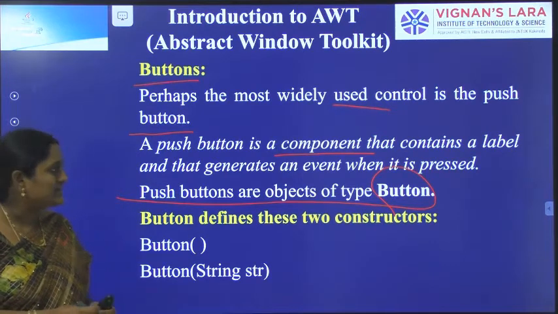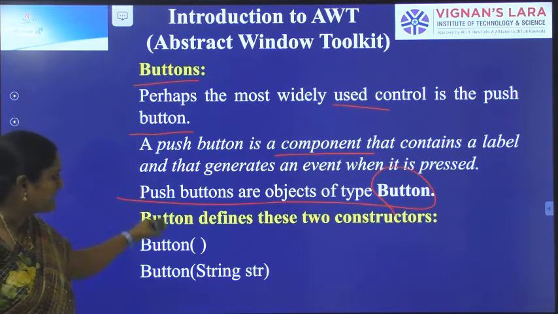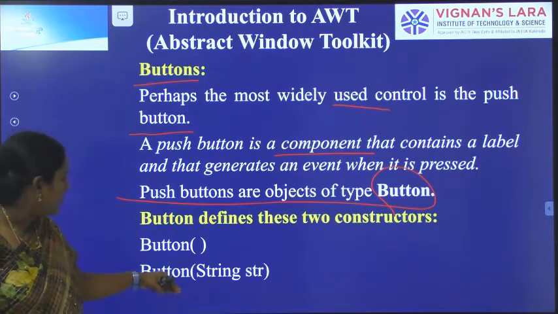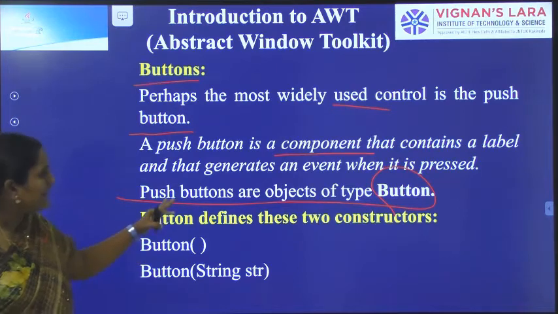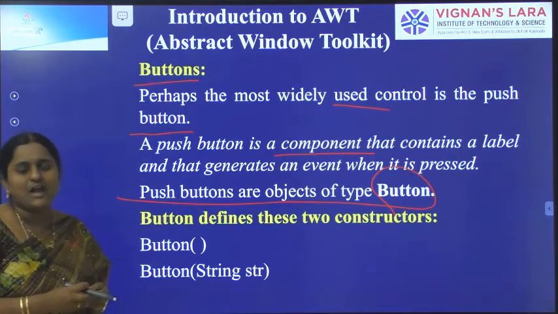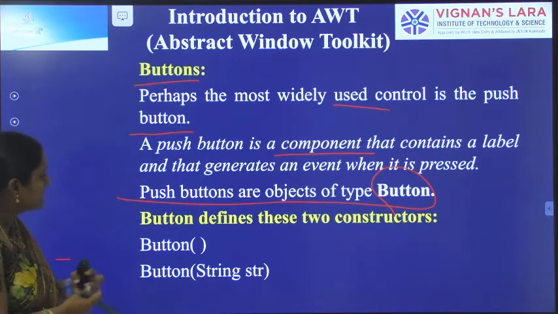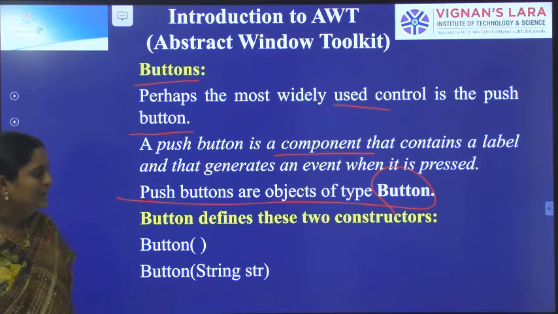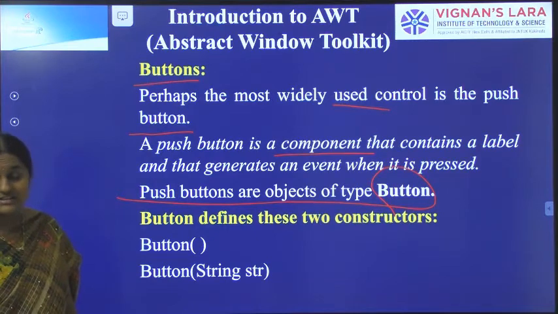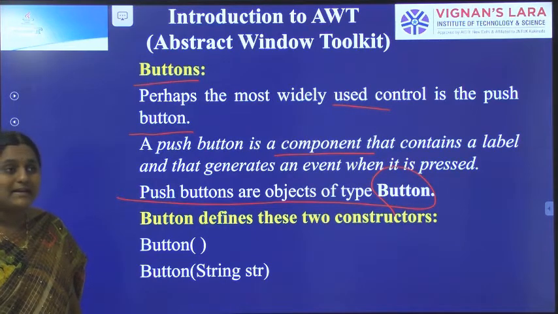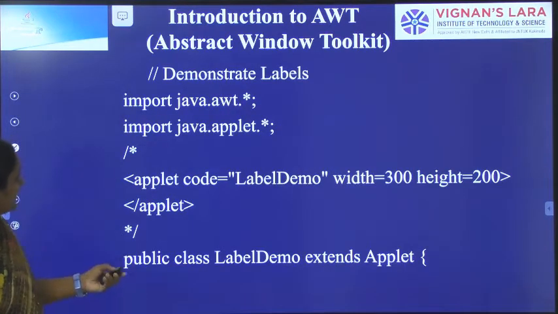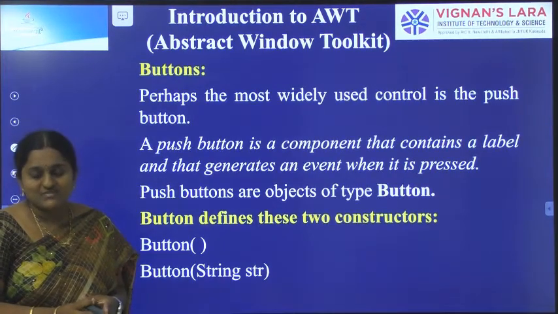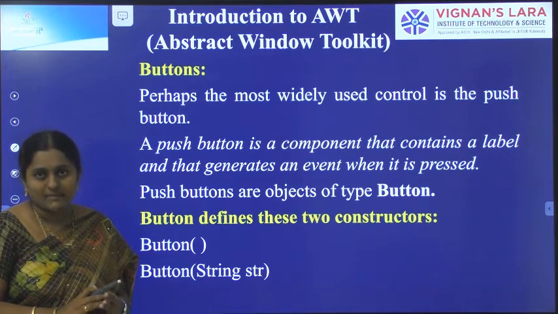So here button is a class. Button is a GUI component. With respect to the class, we can create objects. That's why we can say buttons are objects. Next one. In order to create an object of the button class, first we have to know the constructors. What are the constructors defined by the button class? Whenever we create an object of the class, constructors are automatically invoked.